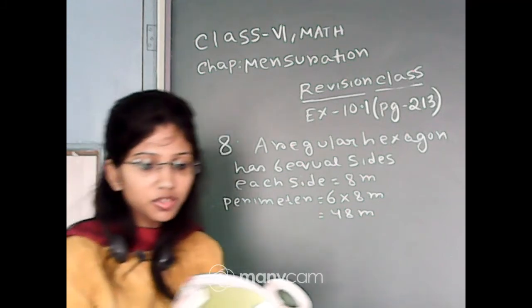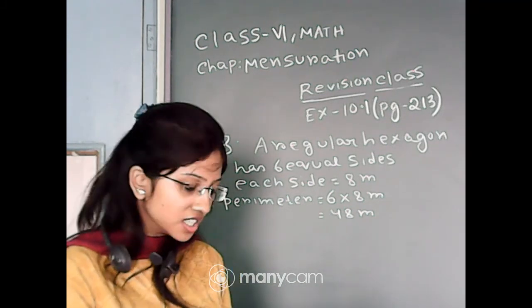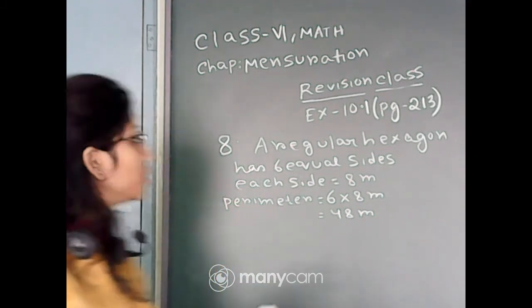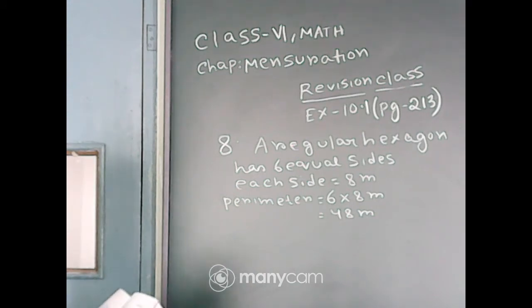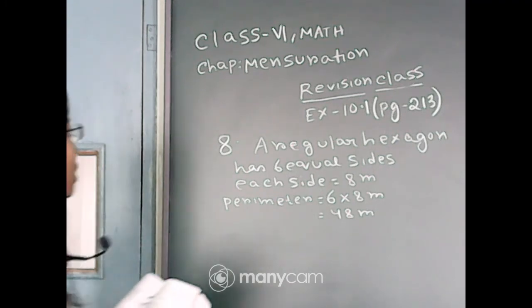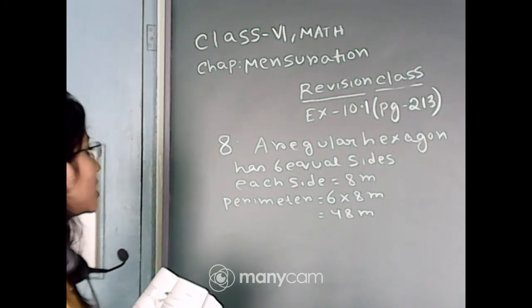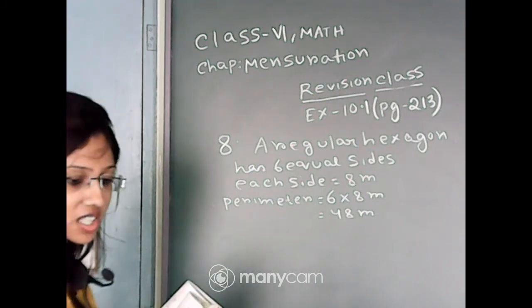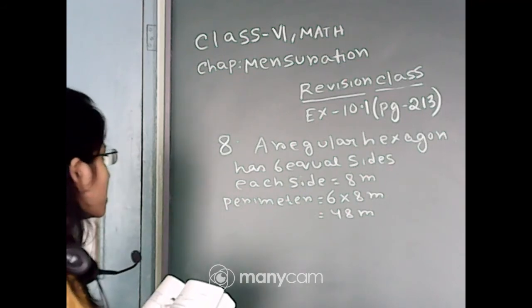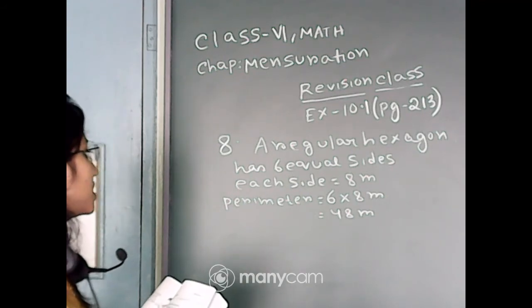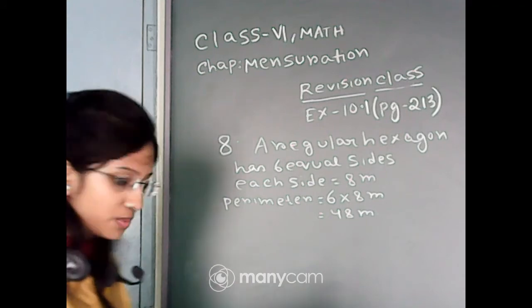Yes, Meghumita, very good. The math is clear to everyone. We know that a regular hexagon has 6 equal sides, and it is given that each side is equal to 8 meter. Therefore, perimeter of the regular hexagon is equal to 6 into length of each side, that is 6 into 8 meter, and the answer is 48 meter.